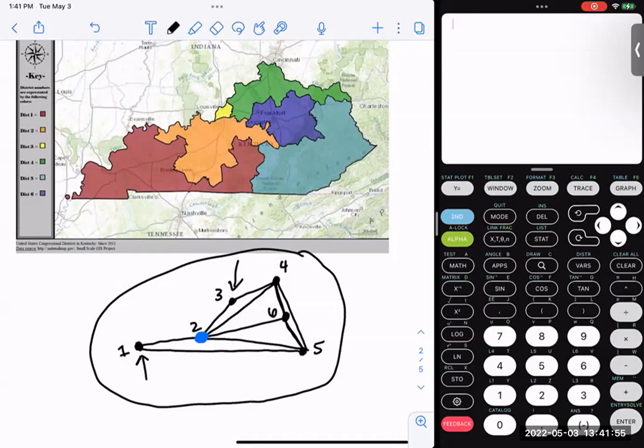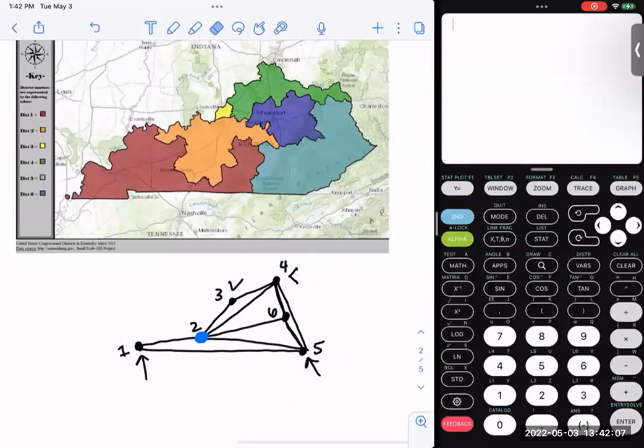I would pick one that has more, like District 4, District 5, right? District 4 has 4 edges coming out of it. District 5 also has 4 edges coming out of it. So I would maybe pick one of those to do next.